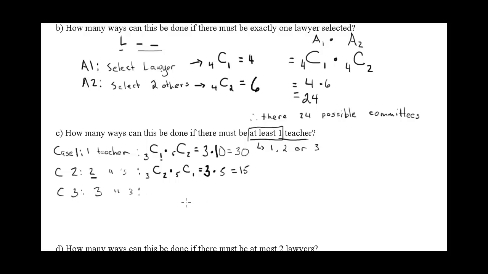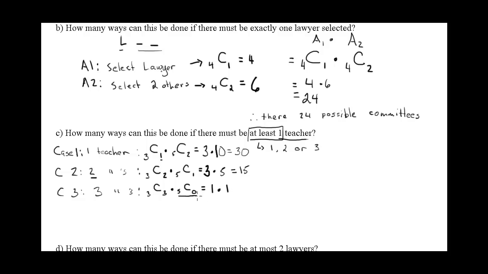And then the third one, you're going to select 3 teachers this time. So 3 teachers, and we're choosing all 3 of them, times, and now you don't really need this part because you have 5 other people to choose from, but you're not choosing any of them, right? You're choosing all teachers and 0 others. So this is really just equal to 1 times 1.